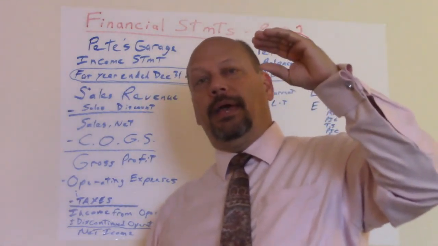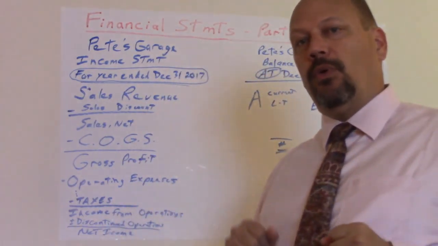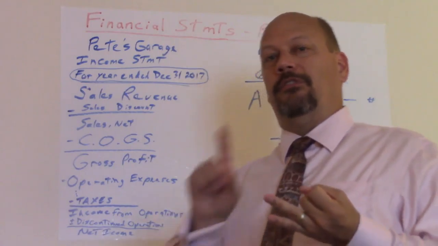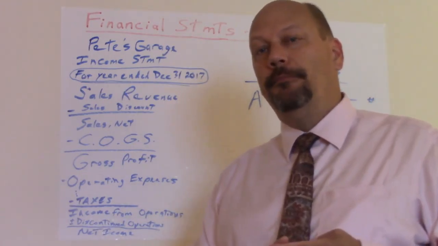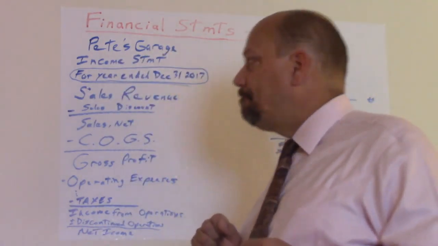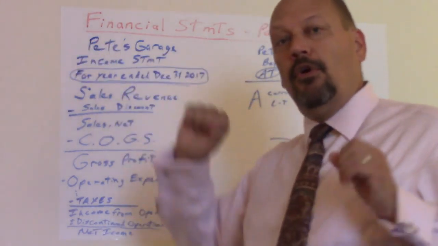You start with the company name, you name the statement itself, which one it is, whether it's the income statement, statement of retained earnings, balance sheet, or statement of cash flow. You put the name there. Then this is the part that most people mess up on.